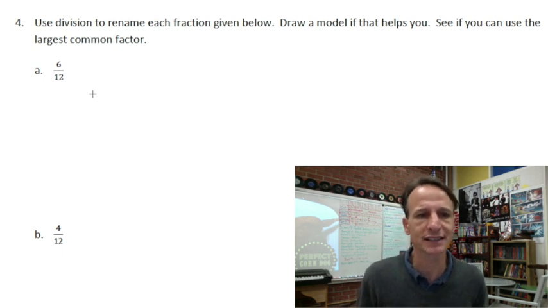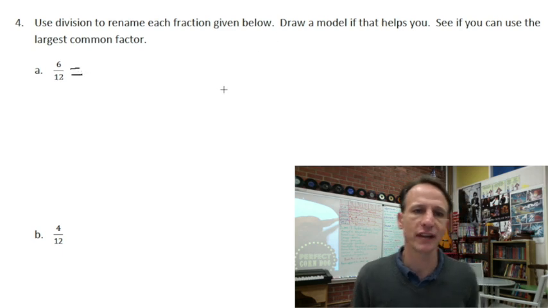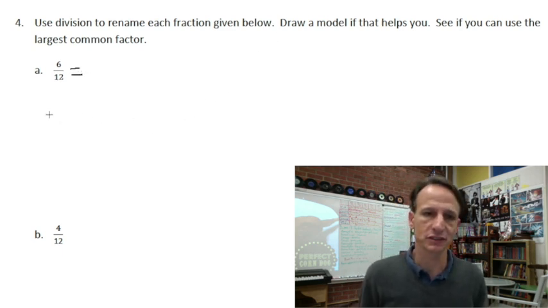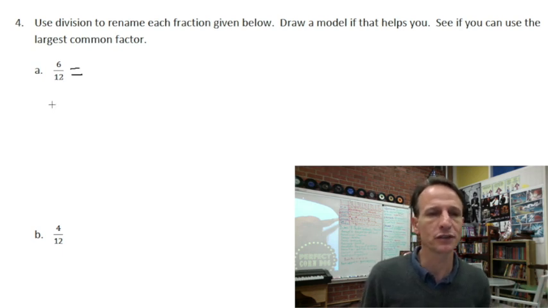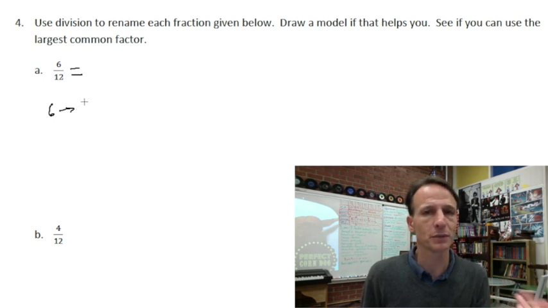Okay, so we're looking at 6/12. Now when we say largest common factor, what are factors? I'm not going to draw models. If you want to, go ahead if that helps you. But what are factors of 6? Remember factoring? What numbers can we multiply to get 6?